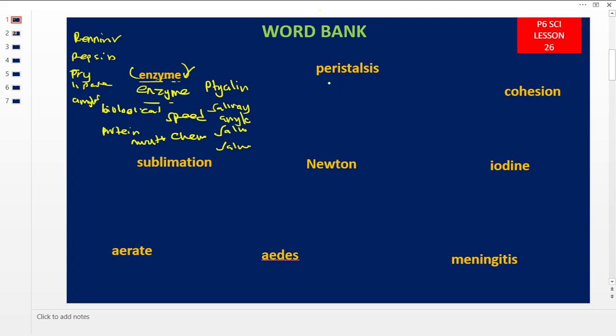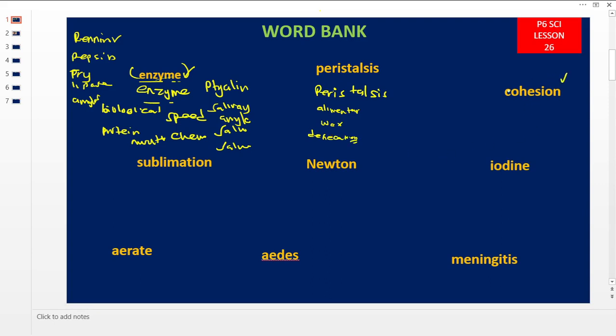So from enzyme, we have this other word, which is peristalsis. The word is peristalsis. So this is the downward movement of food along the alimentary canal by wave-like contractions and relaxations of the alimentary canal muscles. And the best example is when you are defecating, when you are pushing feces through the anus, and then that movement when they are coming out, that is the best example of peristalsis.